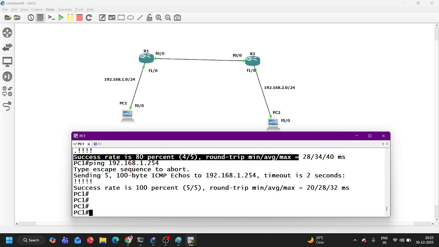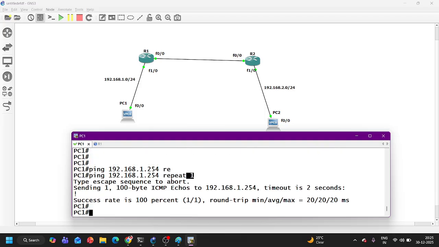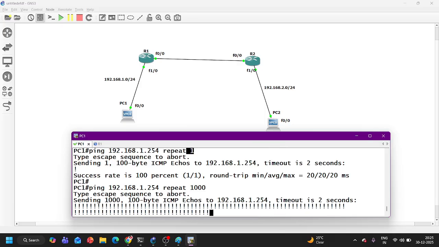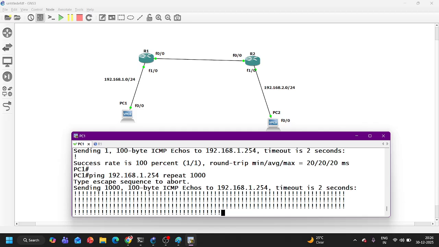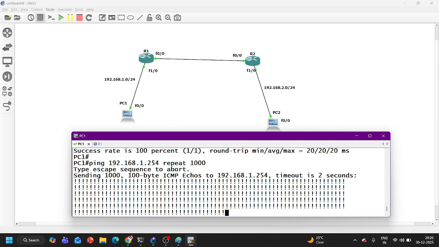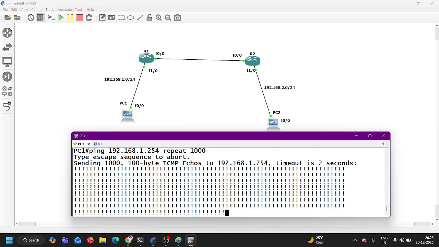If I want to send only one ICMP packet, here I can say repeat 1. Now it will only send 1. And if I want to send 100, I can say 100, or 1000, I can say 1000 also. Why will I ping any IP address 1000 times? Anyone have an idea? To check throughput, or for various reasons. One of them could be to see the fluctuation.